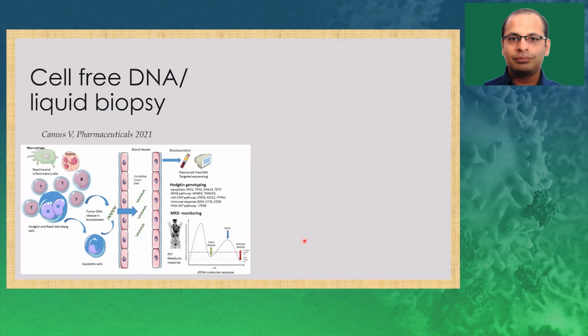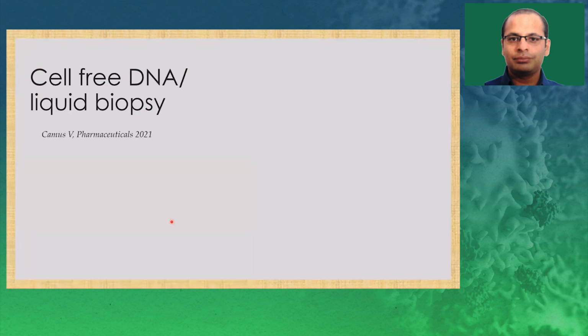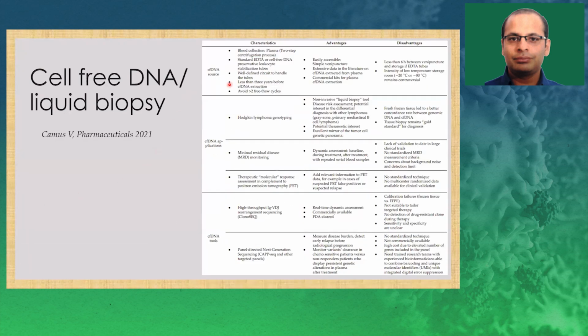This is an emerging technique, cell-free DNA, that is the circulating DNA component excreted by the tumor cells. These have been used for Hodgkin genotyping and MRD monitoring. The sample commonly used is peripheral blood, which can be frozen for a long duration of time. Applications are in Hodgkin lymphoma genotyping, MRD monitoring, and therapeutic molecular response monitoring as a complement to PET scan, which is shown to have additional benefit. Methods are clonoSEQ, that is high throughput sequencing, next generation sequencing, and digital droplet PCR.